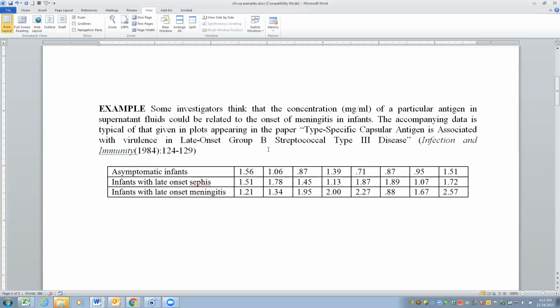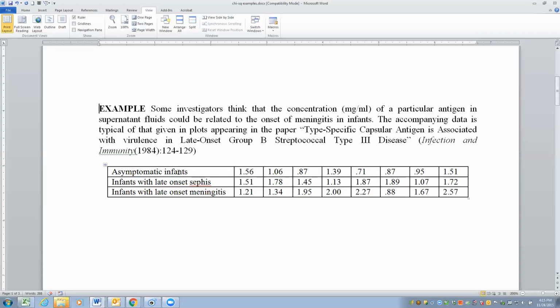Type-specific capsular antigen is associated with virulence in late-onset Group B streptococcal type 3 disease. And it has three different categories: asymptomatic infants, infants with late-onset sepsis, and infants with late-onset meningitis. And it gives me 8 measurements for each of those. And again, this is a measurement in concentration of a particular antigen.